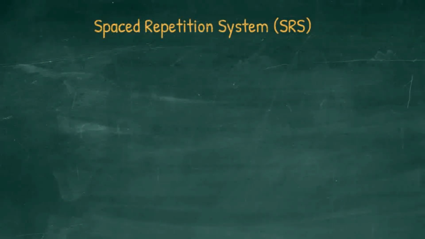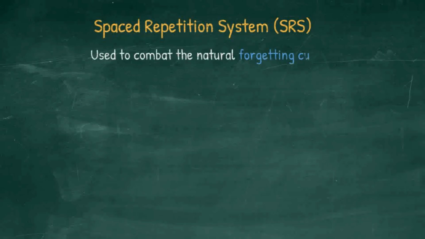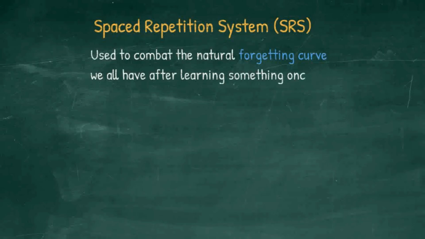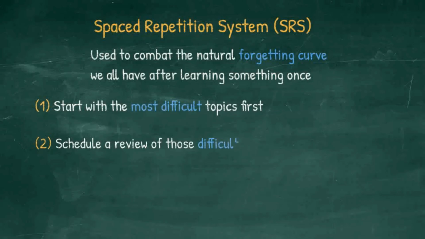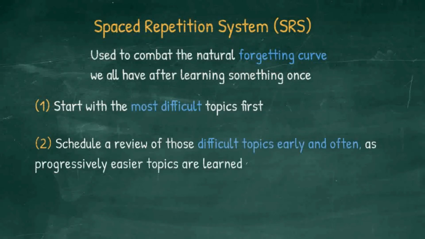So what is a spaced repetition system more specifically? This is a system that is used to combat the natural forgetting curve. We all have a forgetting curve when we're trying to learn something. When you learn something, it's always easy to forget it shortly after. So this course is designed in a different way based on that. We're going to start with the most difficult topics first. That's because the most difficult topics are ones that need to be learned over a longer period of time.